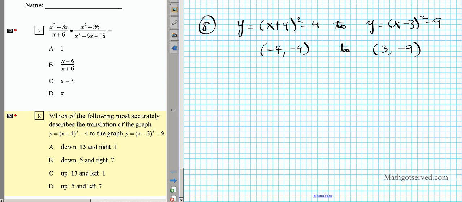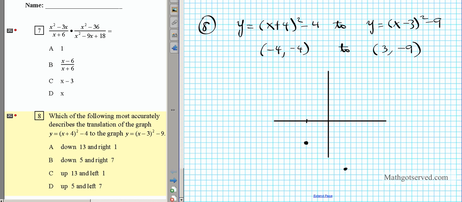So we make our coordinate system. Negative 4 is in the third quadrant: 1, 2, 3, 4, and go down 1, 2, 3, 4. This is your starting point. And then 3, negative 9: you go to the right 1, 2, 3, and then go down 1, 2, 3, 4, 5, 6, 7, 8, 9. Okay. So how do we go from here to here?